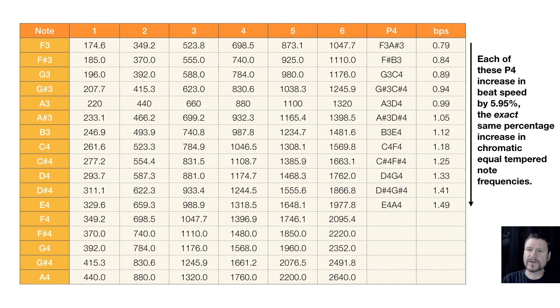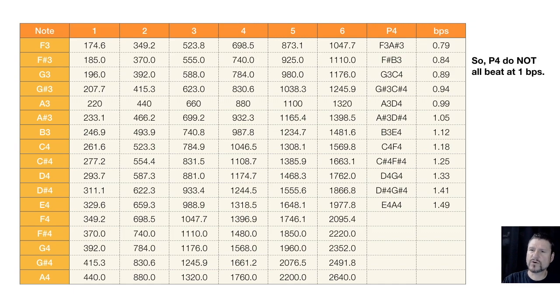Once we do that, we get to see something interesting. Each of these perfect fourths' beats are increasing. In fact, they increase at the same ratio as the fundamental frequencies, that is about 5.95%. But what's more important is they are not one beat per second.